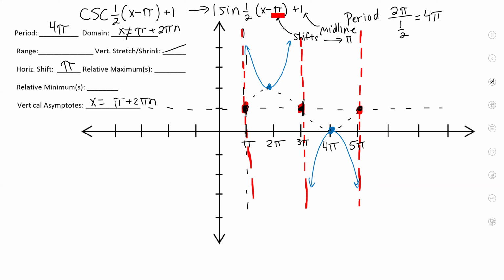Okay, let's talk about the range. The range is negative infinity up to this point, which is at 0. And then it continues at 2, and it goes up to infinity. Your relative maximum is right here at (4 pi, 0), and your relative minimum is at (2 pi, 2).